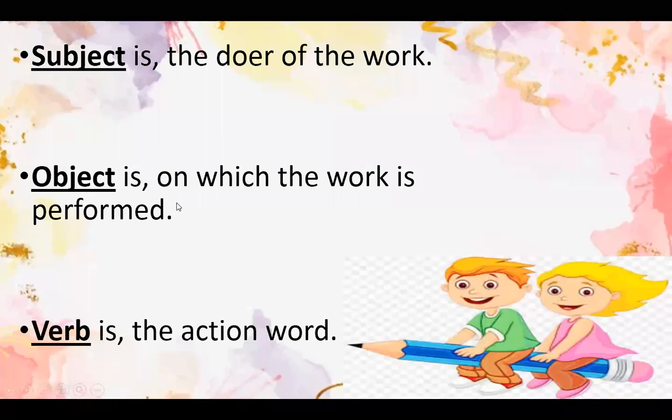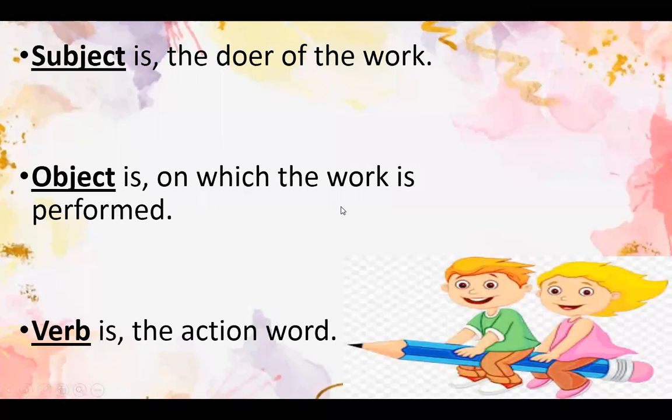Object is on which the work is done. For example, Sarah is writing a letter. Sarah is writing. This is action. This action is being done by Sarah. But if I ask what is Sarah writing? So what will you say? A letter, right? So a letter is object here. Very good, Marusha. Very good, Miram.